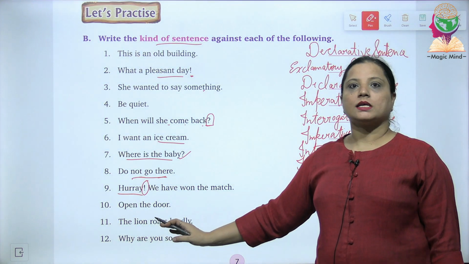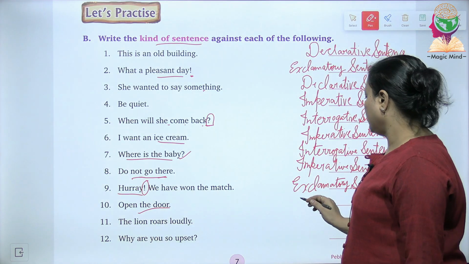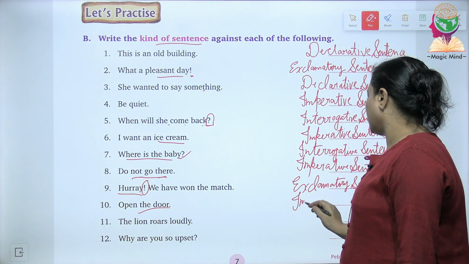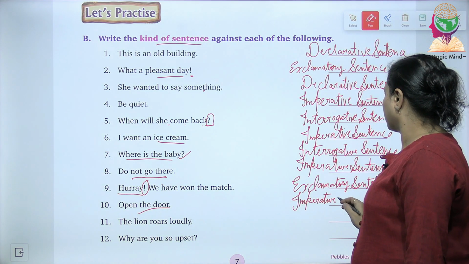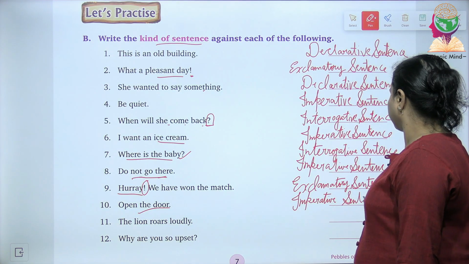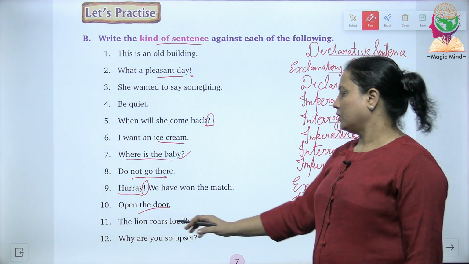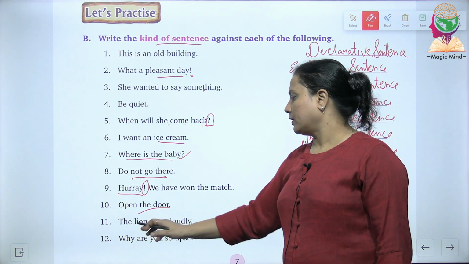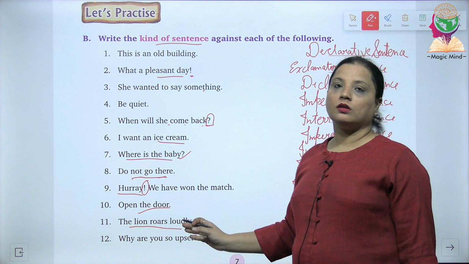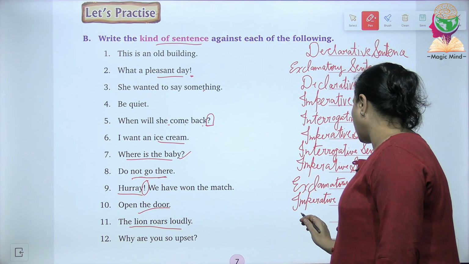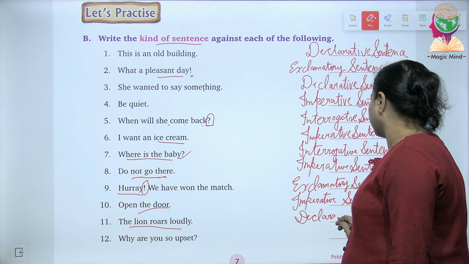The 10th sentence is open the door. Now open the door is again a command. We will write here as imperative sentence. The 11th statement, the lion roars loudly. Now this is the declaration about the lion that he roars loudly, hence it is known as a declarative sentence.